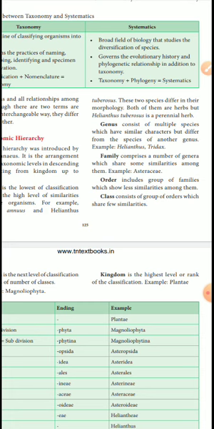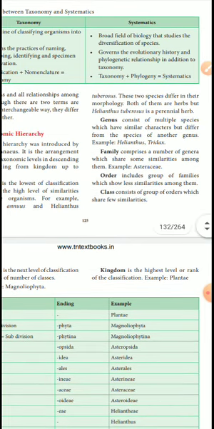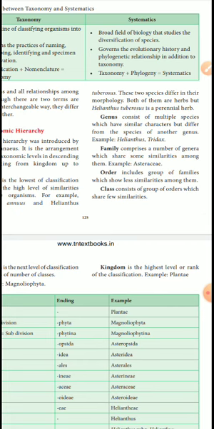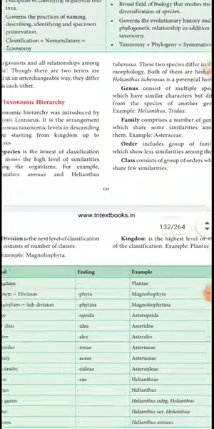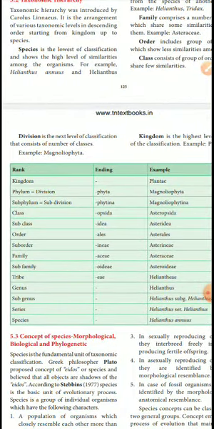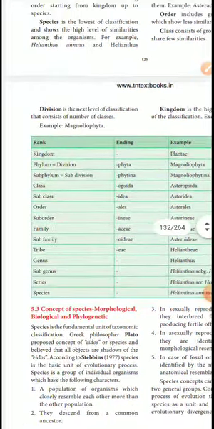Genus consists of multiple species which have similar characters but differ from the species of another genus. Example, Helianthus. Family comprises a number of genera which share some similarities among them. Example, Asteraceae. Order includes a group of families which show fewer similarities. Class consists of a group of orders which share few similarities. Division is the next level of classification and consists of a number of classes. Kingdom is the highest level.